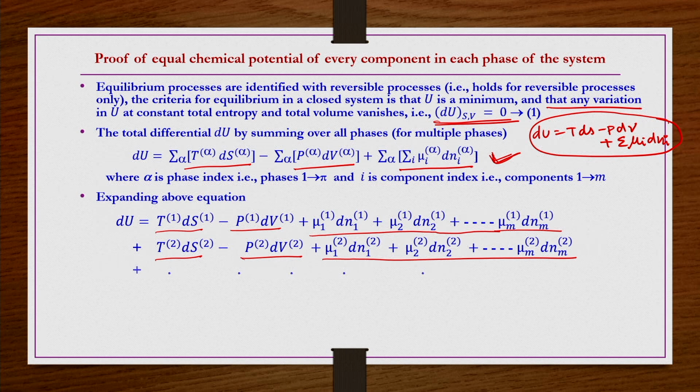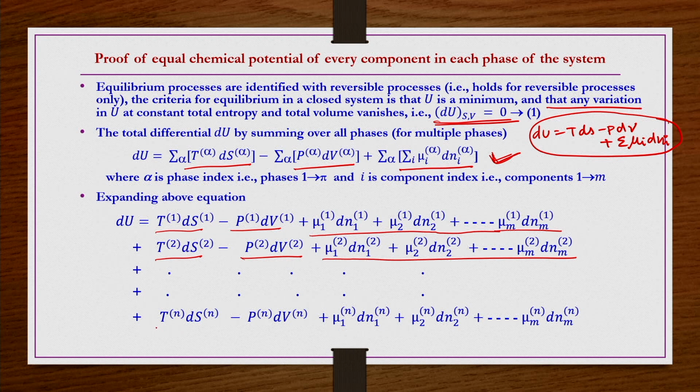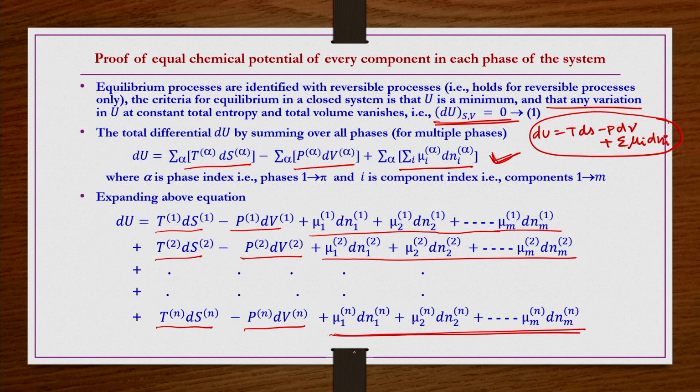So, like that if you keep writing for n number of phases, for the nth phase let us say you have Tn dSn minus Pn dVn plus, in the nth phase, m number of components are there, because all these m number of components are distributed among all these n number of phases, and these phases are coexisting and at equilibrium. So then, the third part for the nth phase is mu 1 n dn 1 n plus mu 2 n dn 2 n and so on, so mu m n dn m n.